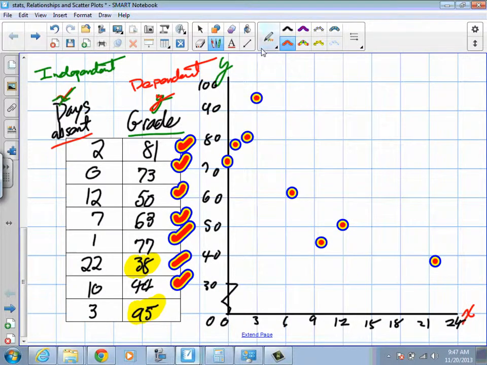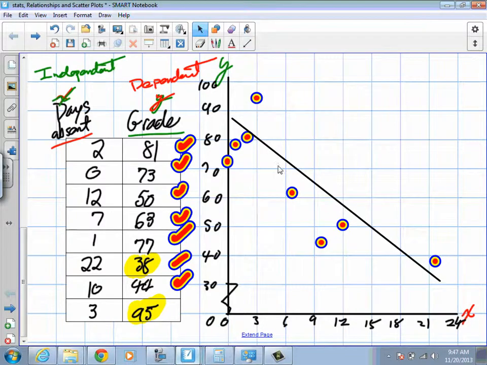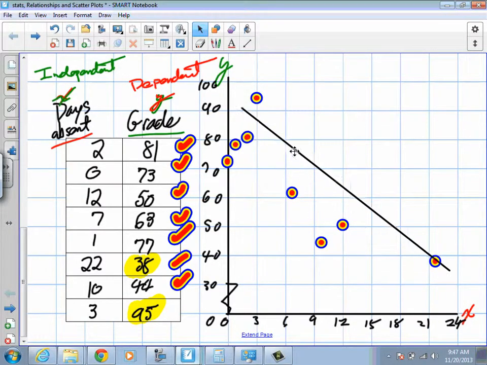If we were to put a line of best fit, what direction would it be going? Yeah, it'd be going from the top left to the bottom right. Maybe something like this would be a good line of best fit. Down here, up here, anything within this range is acceptable.